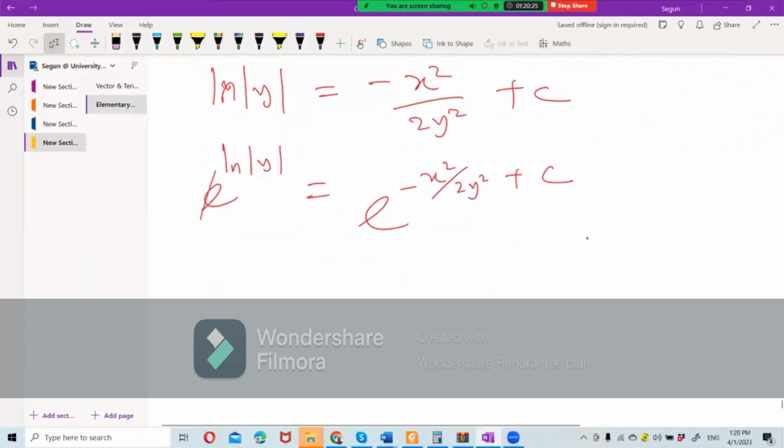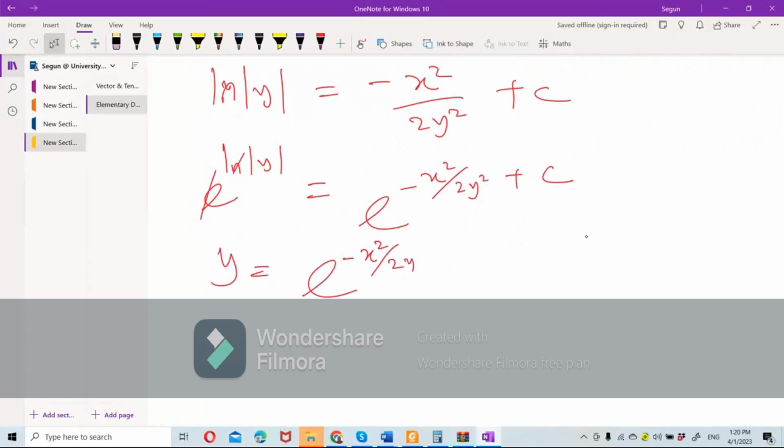So here we go with this, you have y equals to exponential minus x squared over 2y squared dot exponential c. Exponential c is still c because a constant is still a constant. So y equals to c exponential minus x squared over 2y squared. That is your final answer. Any question?